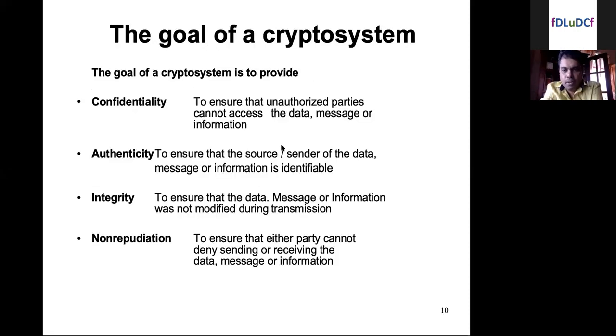The main goal of a crypto system: there are four major security requirements we try to achieve using cryptographic systems. I already mentioned those. The goals are confidentiality, authenticity, integrity, and non-repudiation. Confidentiality makes sure unauthorized parties cannot access the information. Authenticity makes sure the correct party is accessing it. Integrity stops unauthorized alterations. And non-repudiation refers to collecting electronically valid evidence during data transfer, especially in the electronic payment process.